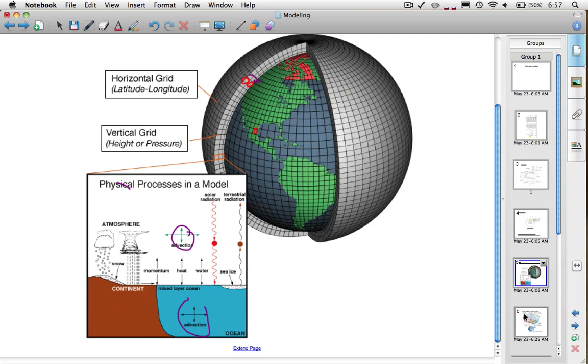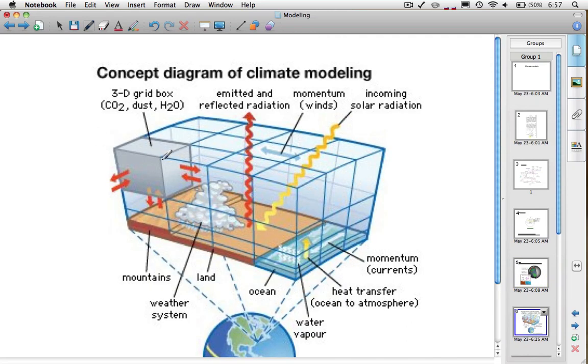Here's another way of thinking about this. So here's these different cells that we were talking about. So this is becoming an insane box, but wow, that was supposed to be a box. My daughter would be proud. Anyway, there's boxes, and so they're transferring heat vertically, laterally between mountains and land.